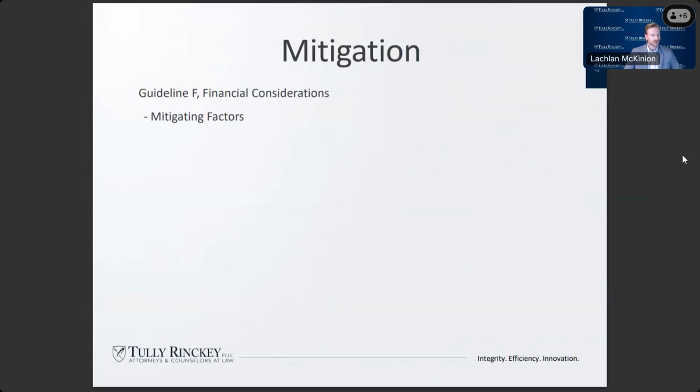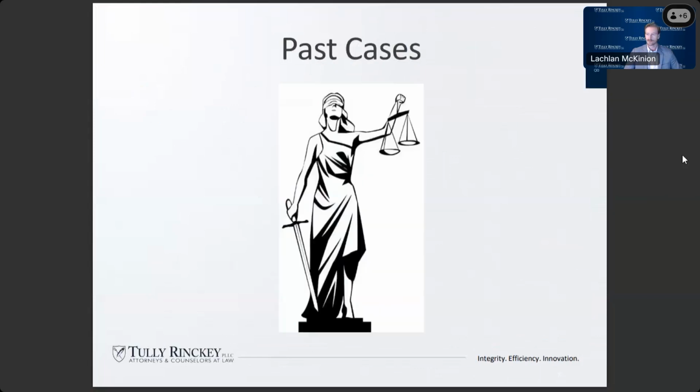Okay, so let's move on to some self-reporting. Past cases. Let's do past cases first. We'll look at two cases here. Both are big wins by this firm, National Security Partner Dan Meyer. And these show how financial concerns raised under Guideline F were mitigated down.